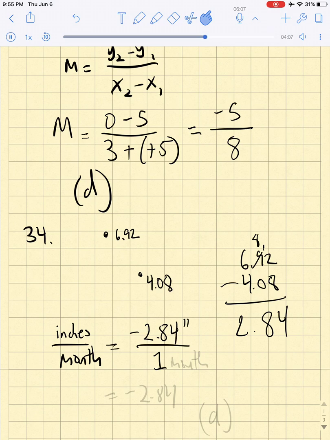So negative 2.84 inches. That's the symbol for inches in 1 month. So we have what? Negative 2.84. Which choice is that? That is choice D. So 34.